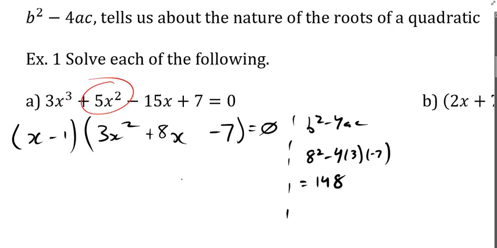But there are 2 other answers to this question. You are supposed to solve and find all the values of x that make that equation true. One of them is an integer, and the other 2 are not. Not rational either, I should say. One of them's rational, the other 2 are not. But we still have to find them.